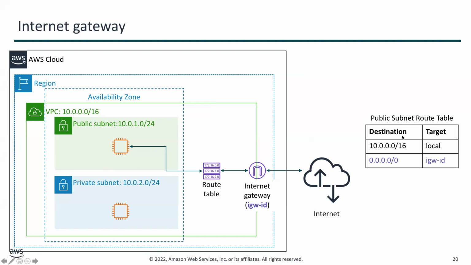We have destination and target. Like we saw, a route table has two entries, destination and target. First is the default entry, that's between local within. So all the traffic within this VPC goes to local. Target is local.